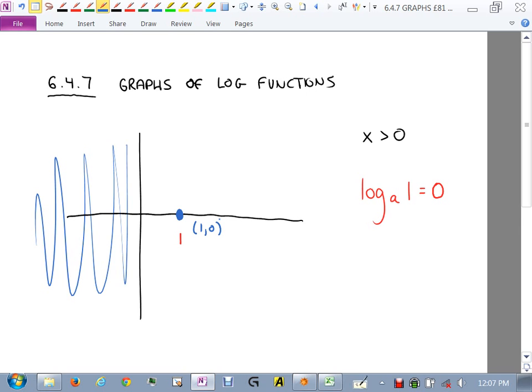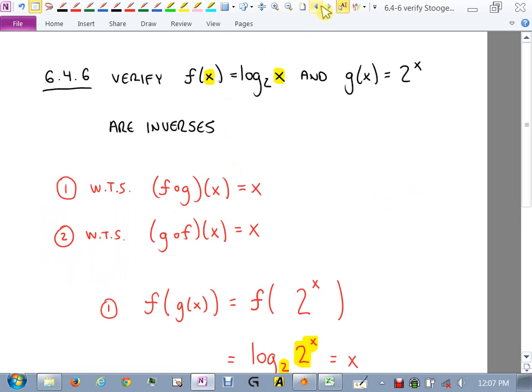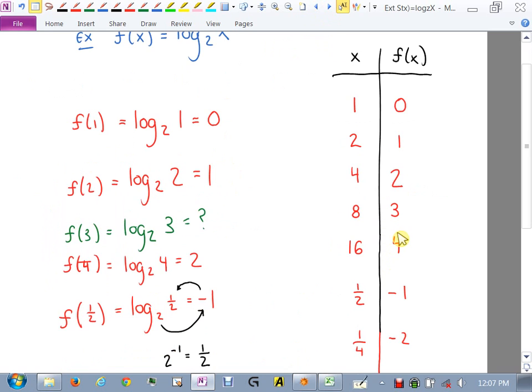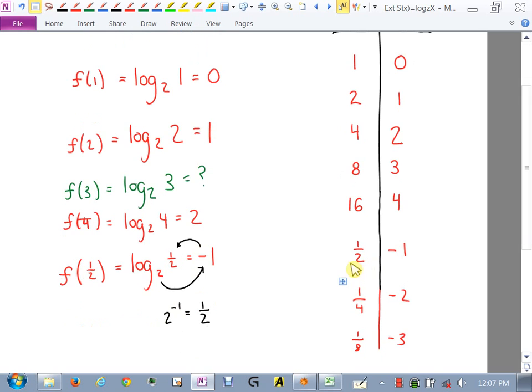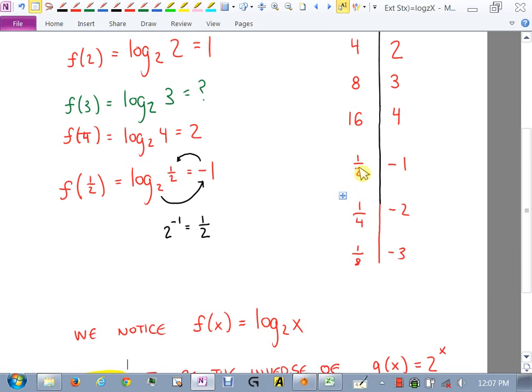Now, if you go back and look at the table that we just did, when we plug in 1, we get 0. When we plug in 2, it's 1. 4, it's 2. 8, it's 3. 16, it's 4, right? As we go out to the right, it's getting bigger. But what happened as we got closer to 0? Half, we went down to negative 1. 1/4, you're down to negative 2. 1/8, you're down to negative 3.